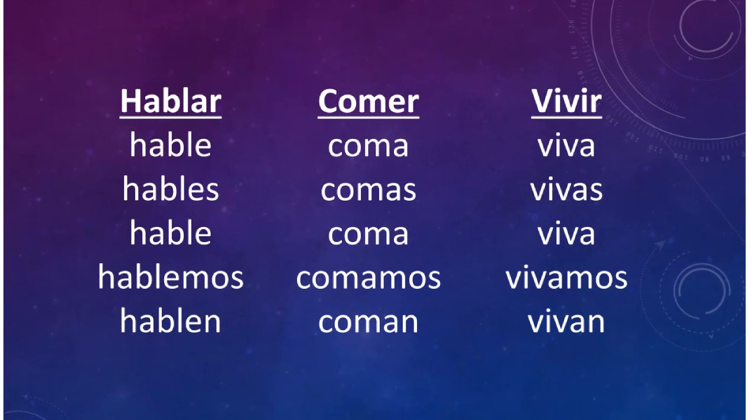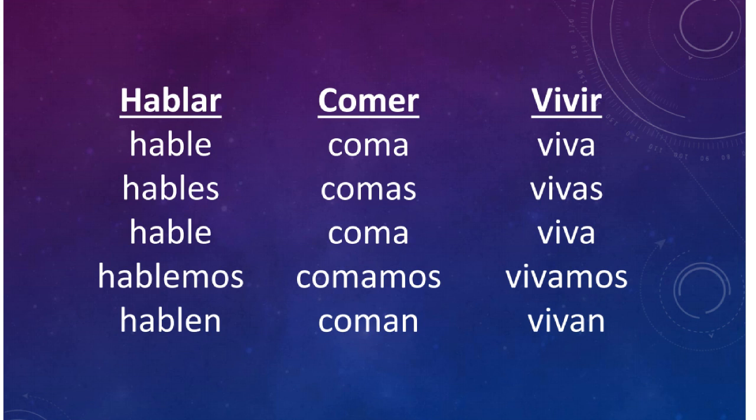Zoom in here a little bit. So if it's an AR verb, like hablar, you're just going to put the opposite endings on it. So you're going to go to the yo form, hablo, you take off the O, and you add the opposite ending. So it ends up being hable, hables, hable, hablemos, hablen.